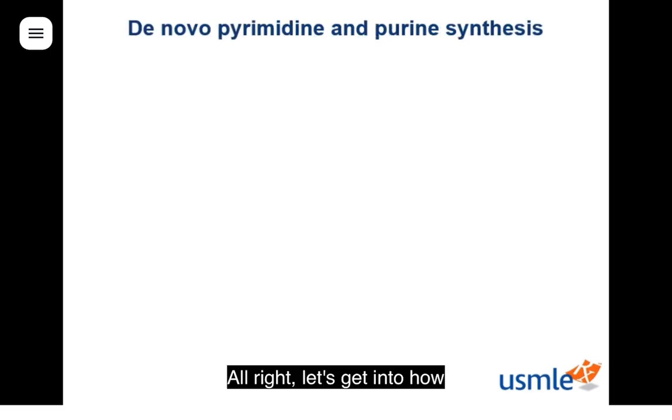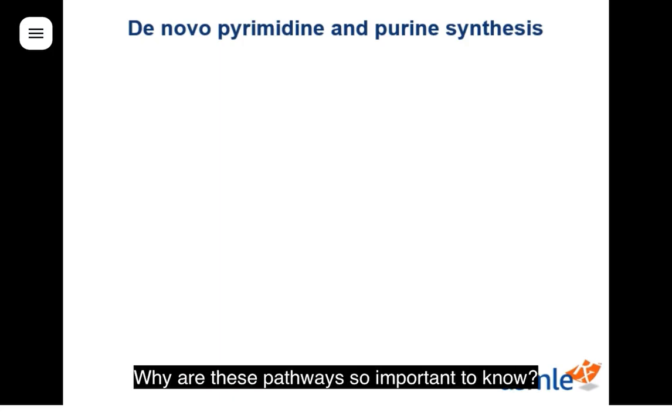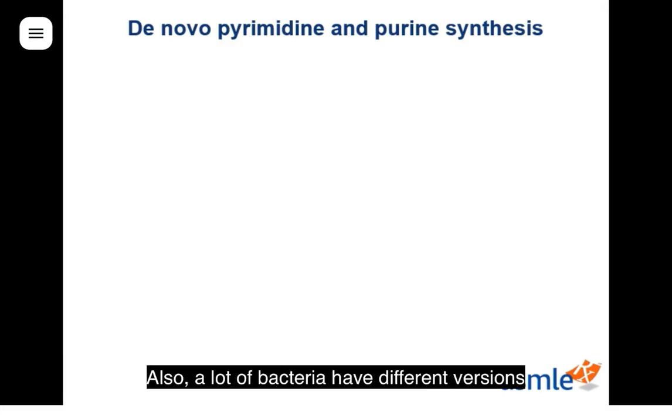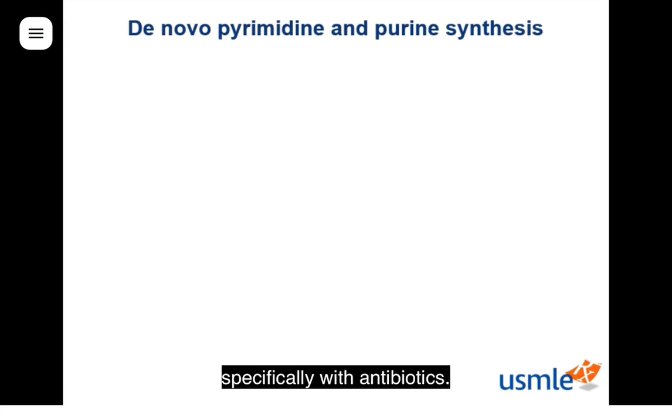Alright, let's get into how purine and pyrimidine bases are made. Why are these pathways so important to know? Well, some of the steps in these pathways are targeted by cancer drugs, since cancer cells need to produce lots of nucleotides in order to replicate. Also, a lot of bacteria have different versions of some of the enzymes involved, which allow us to target them specifically with antibiotics. Recall that purine and pyrimidines are nucleotides.